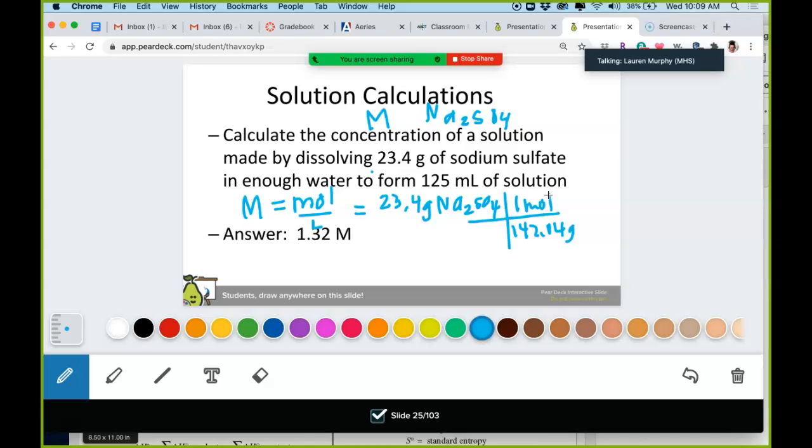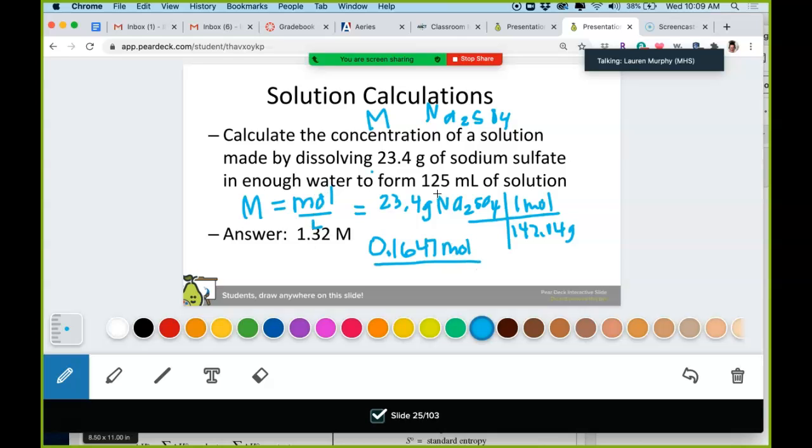divided by 142.04 is, I'm going to write out a bunch of numbers. Here's why. I'm not finished. So you don't want to start rounding yet. 23.4 divided by 142.04 is 0.164777. Does that sound right?